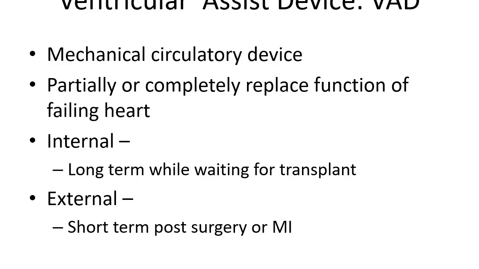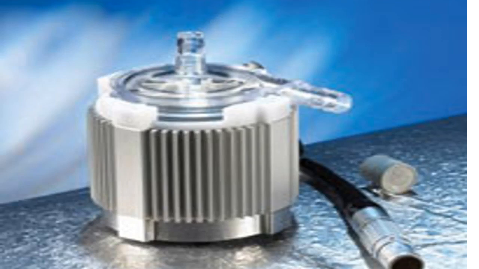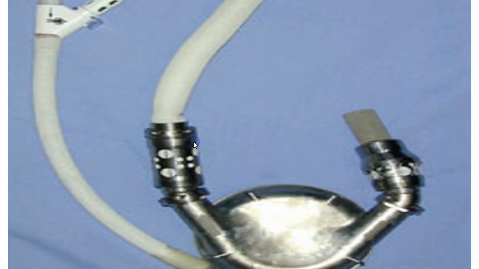Patients in heart failure may need ventricular assist devices. It's a mechanical circulatory device that can replace or help out the function of the failing heart. So patients who are waiting for heart transplants may have an internally implanted VAD to help with their heart function. If they are short-term post-surgery or MI, they can have an externally applied ventricular assist device. So in our next couple of slides, we have pictures of some ventricular assist devices that our heart patients might have.